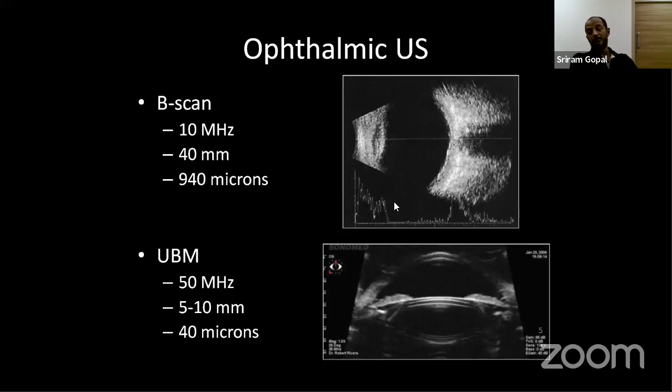The UBM, with much higher frequency, has much poorer penetration. It does not penetrate more than 1 centimeter, meaning the maximum you'll be able to go is only up to the pars plana, not beyond that. But even that, with the OCT, we are now able to image almost up to the ciliary processes. Except for a few pars plana pathologies, UBM has become a little obsolete with the advent of OCT. However, the UBM is much finer. Its resolution is around 40 microns.